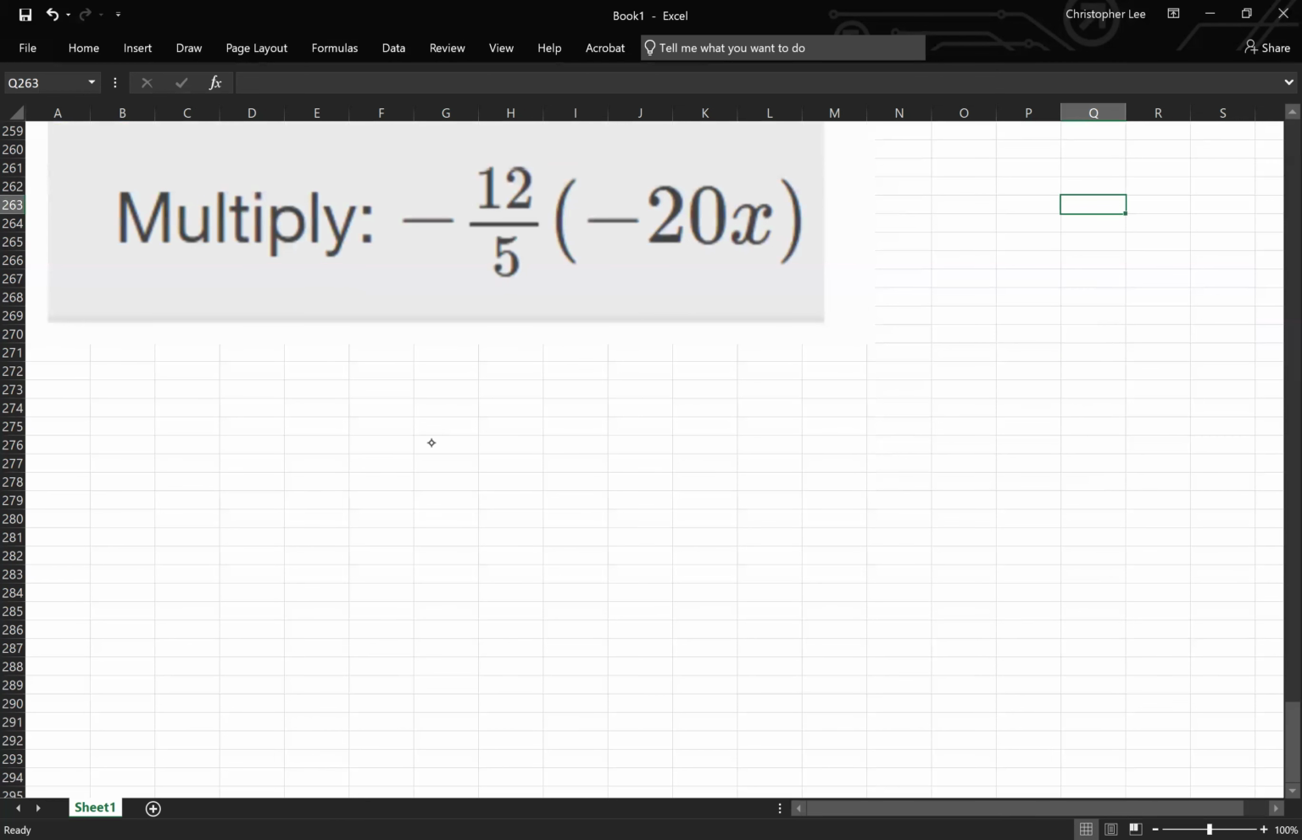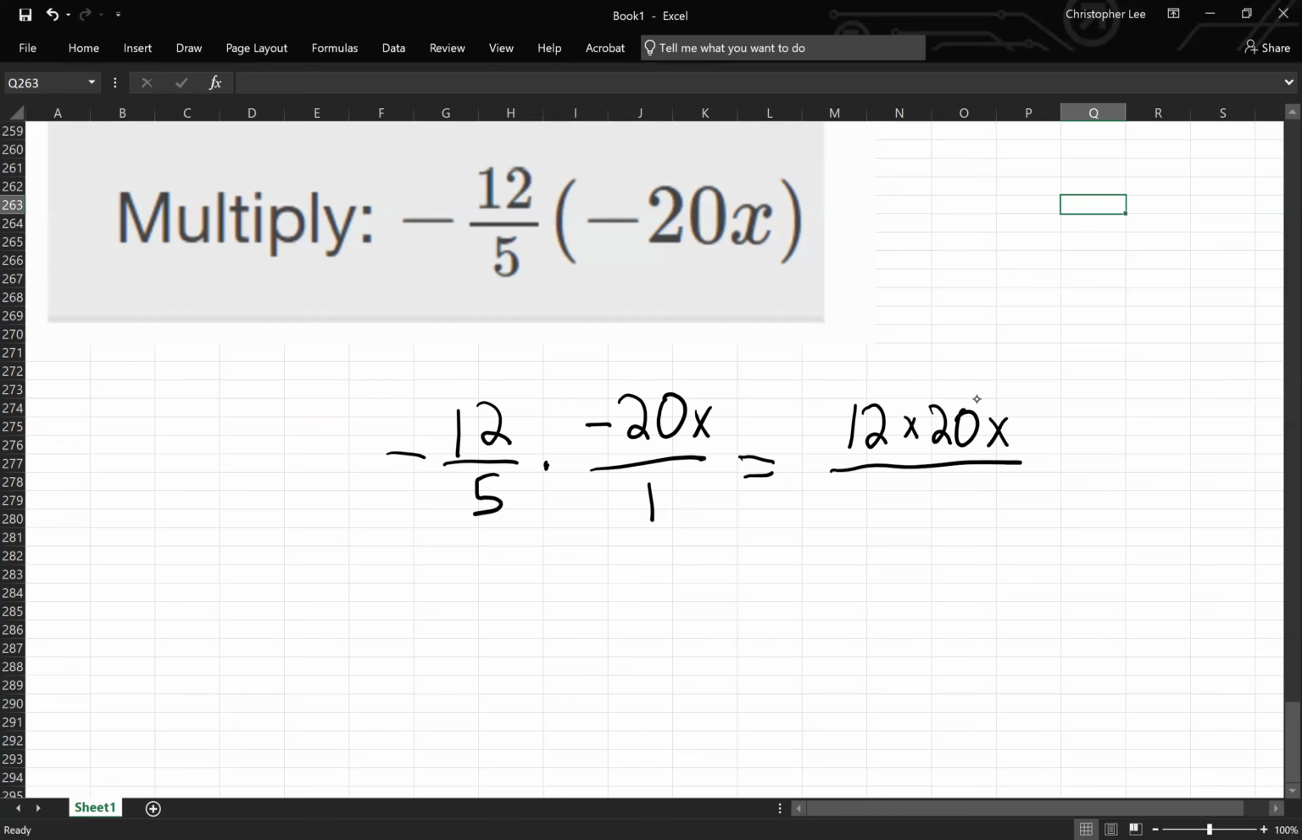I'm going to rewrite this as negative 12 over 5 times negative 20x over 1, right? And then just do what you know how to do. Numerator with numerator, denominator with denominator, multiply straight across. So help me out. A negative times a negative is a positive. Good, good. So the top is just going to be 12 times 20x. And then the bottom is just going to be 5 times 1, right?